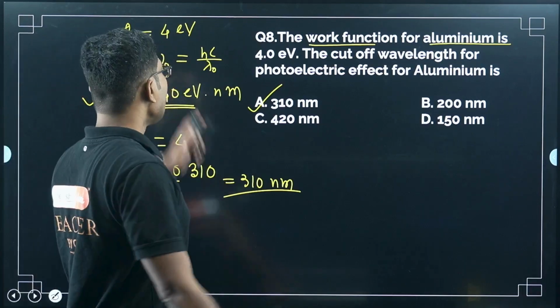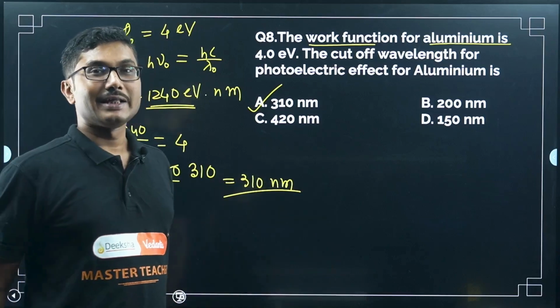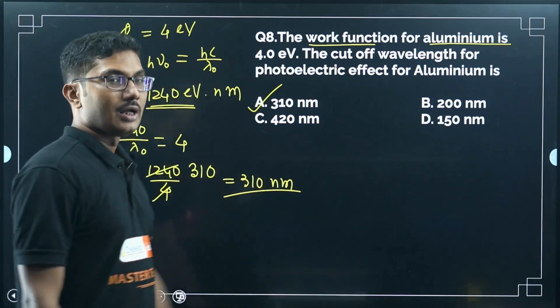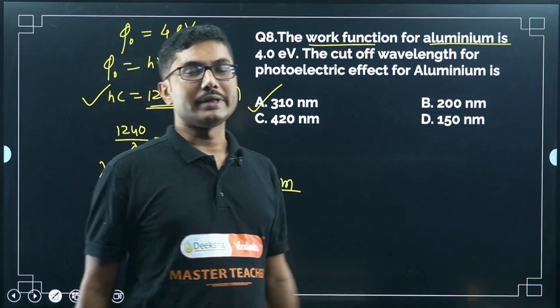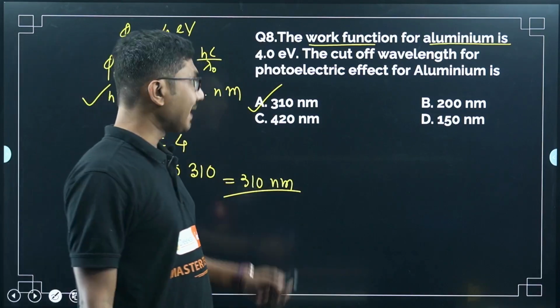If you don't know this, if you start putting the values of h, then c, then eV, then it will be a very long answer. It will be a very long question and it will take a lot of time. But if you know this shortcut, you can solve it using one line only.